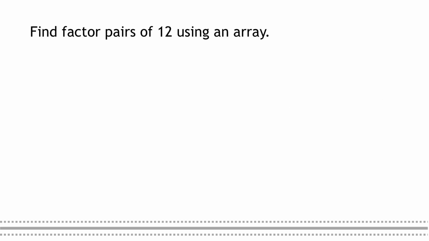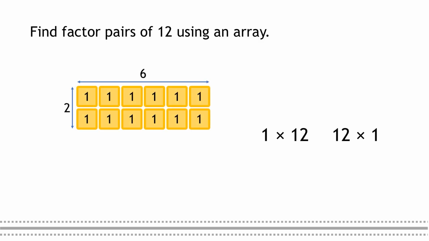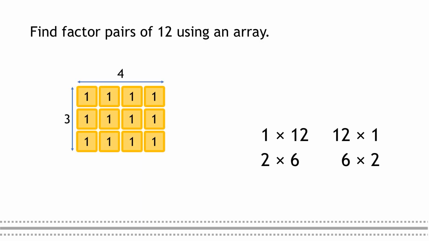Let's say you wanted to find the factor pairs of 12 using an array. We could make a rectangle or an array with one row of 12. That's 1 times 12. Since multiplication is commutative, we could also say this as 12 times 1. We could also have made an array of 2 rows of 6. That's 2 times 6, or 6 times 2. Is there another way? Yes. 3 rows of 4. 3 times 4, or 4 times 3.